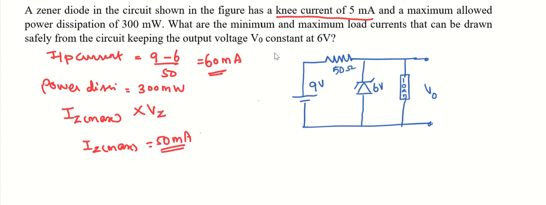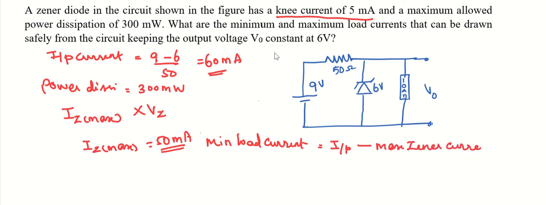Okay, so we have found the input current and the maximum current flowing through the Zener. In the question it is given the minimum current flowing through the Zener. From that we can find the minimum and maximum load current. So the minimum load current will be equal to the input current minus the maximum Zener current. Okay, it is equal to what? 60 minus 50 equal to 10 milliamps.